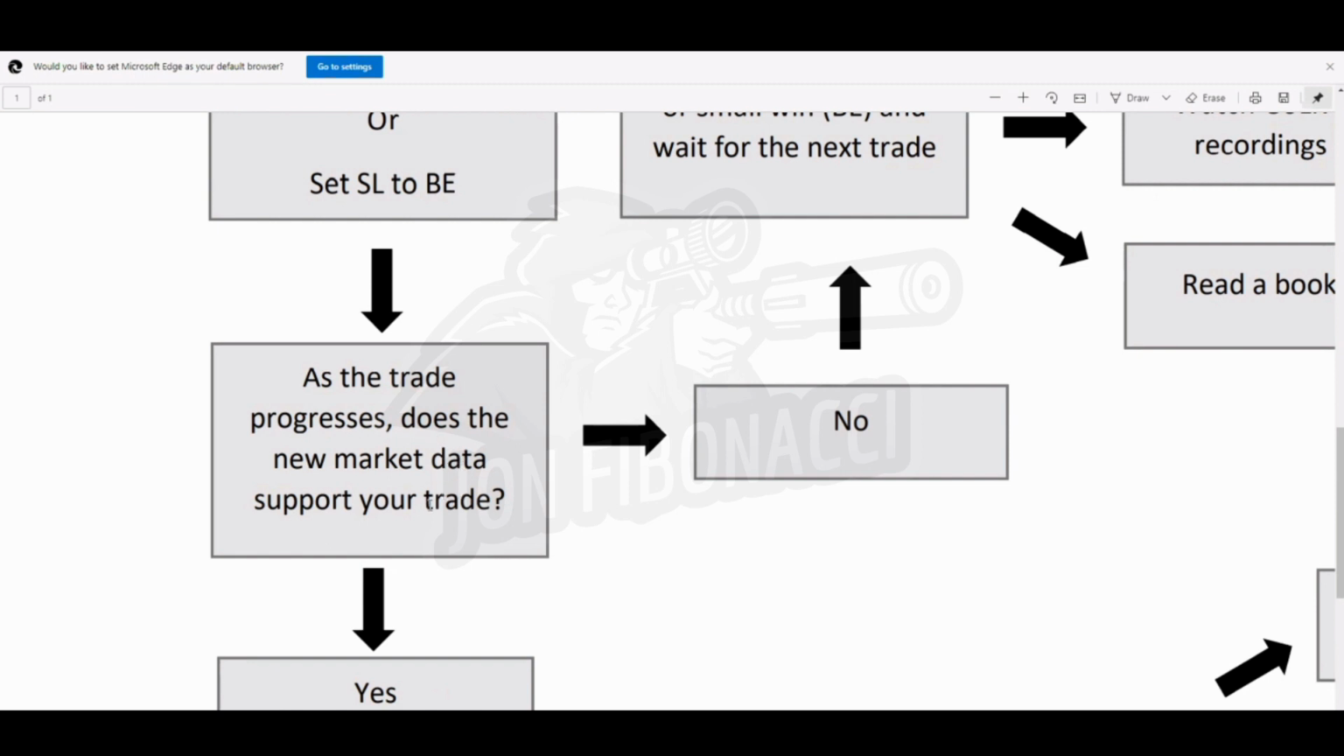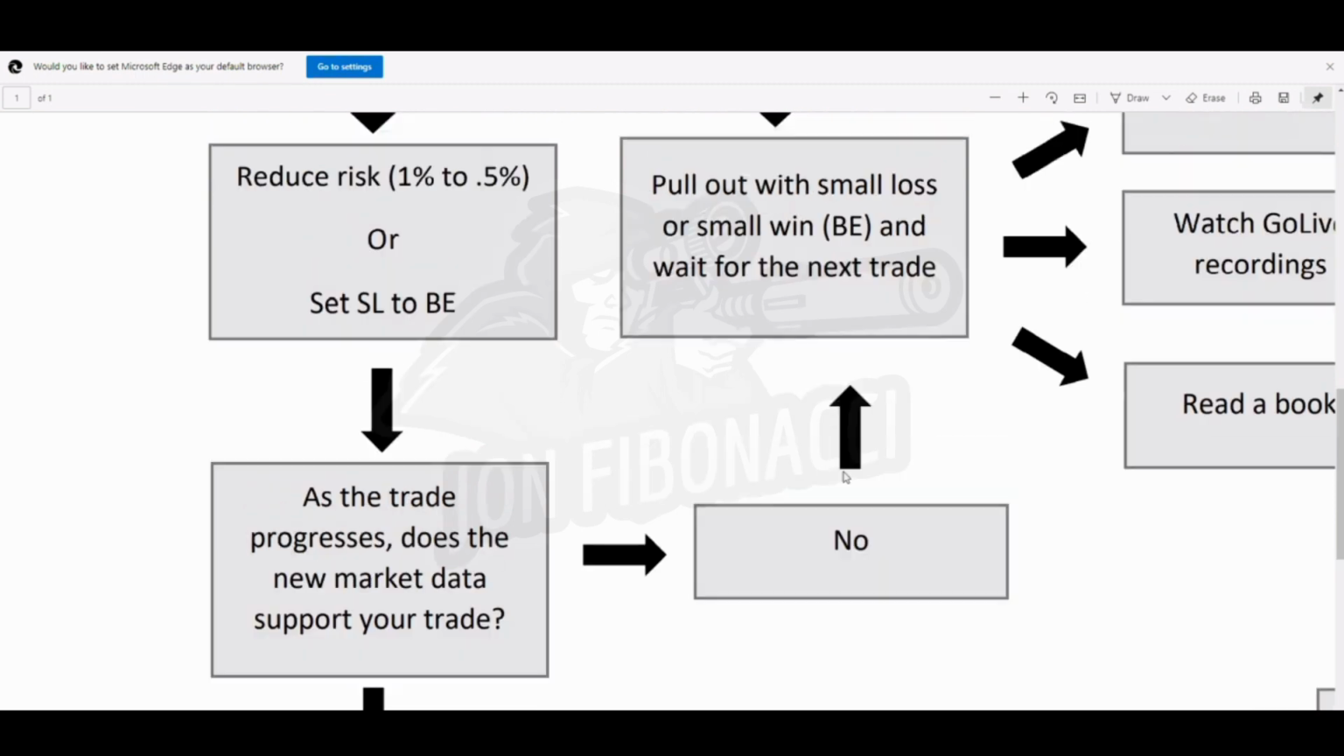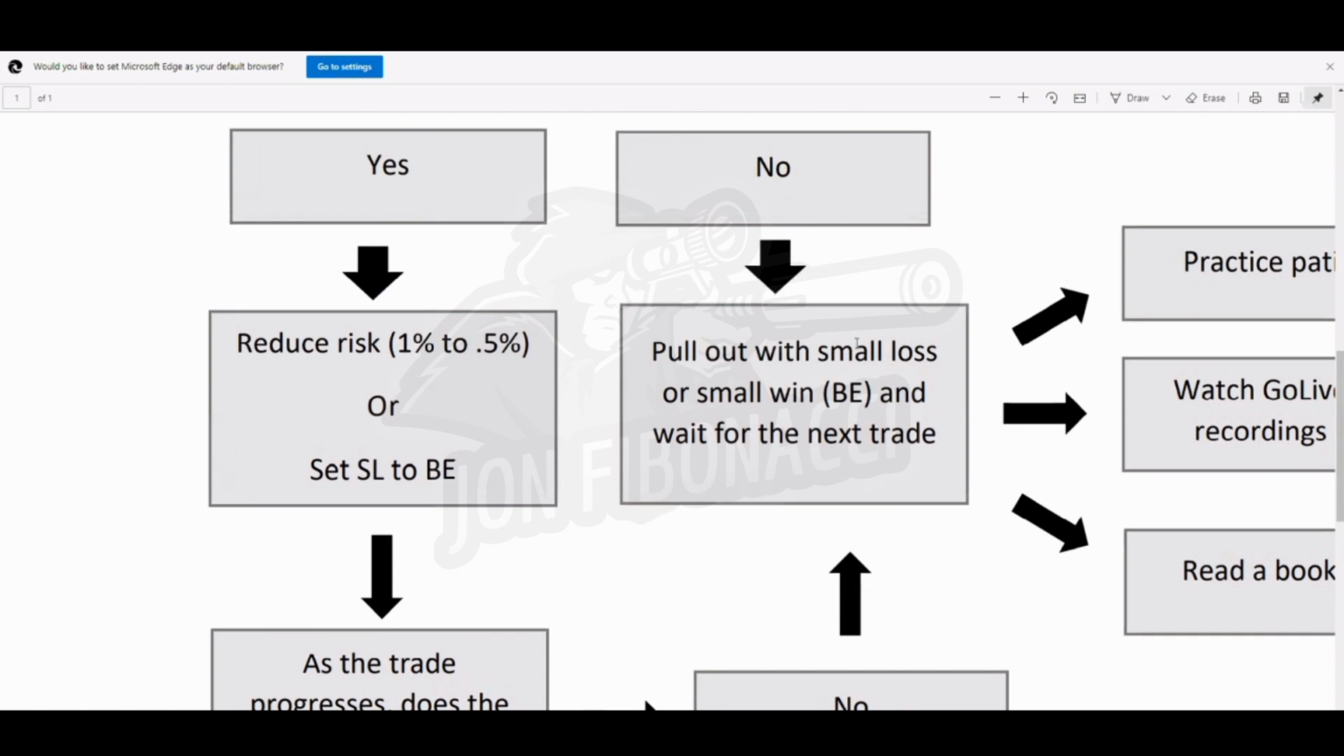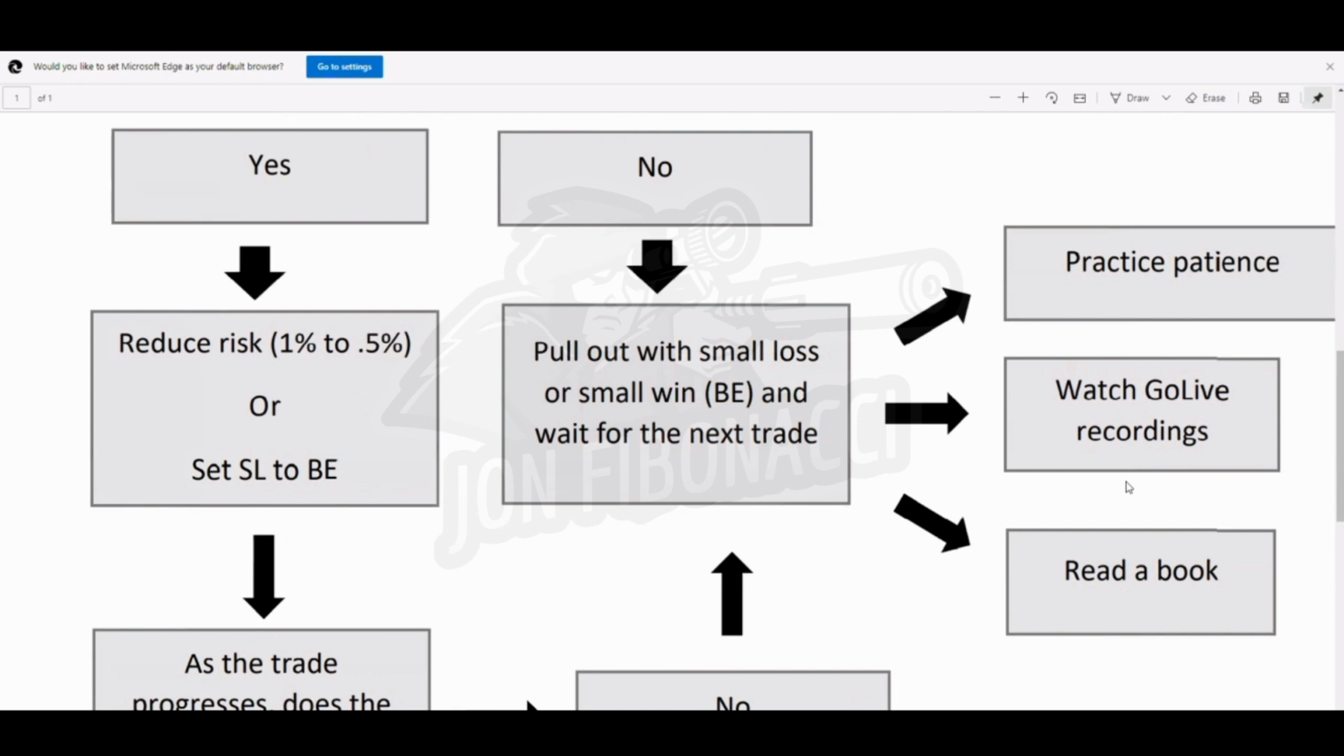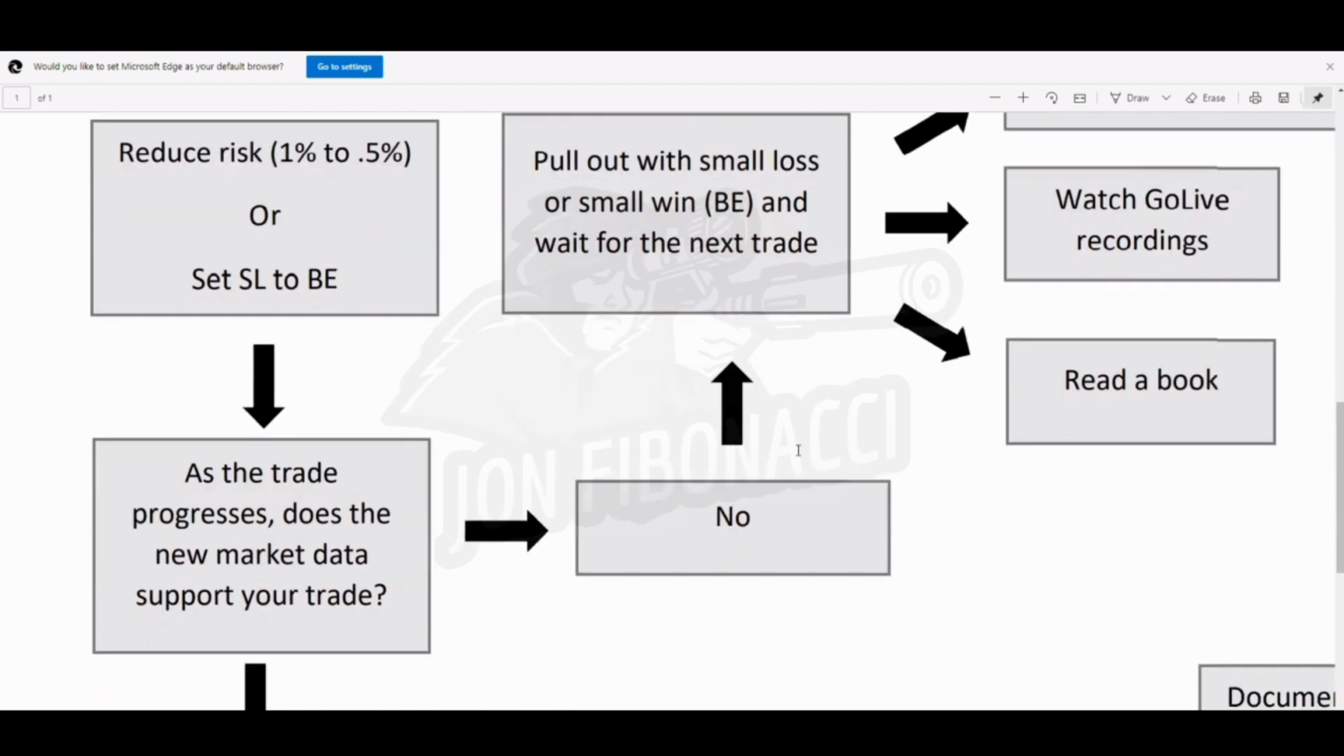But anyways, does the new market data support the trade? No, it doesn't. Okay, pull out with a small loss or set the stop loss to break even and let it run. And then practice patience, watch go live, or read a book, or maybe even review this video, the lesson that we're doing right now. Maybe go back and rewatch this one.